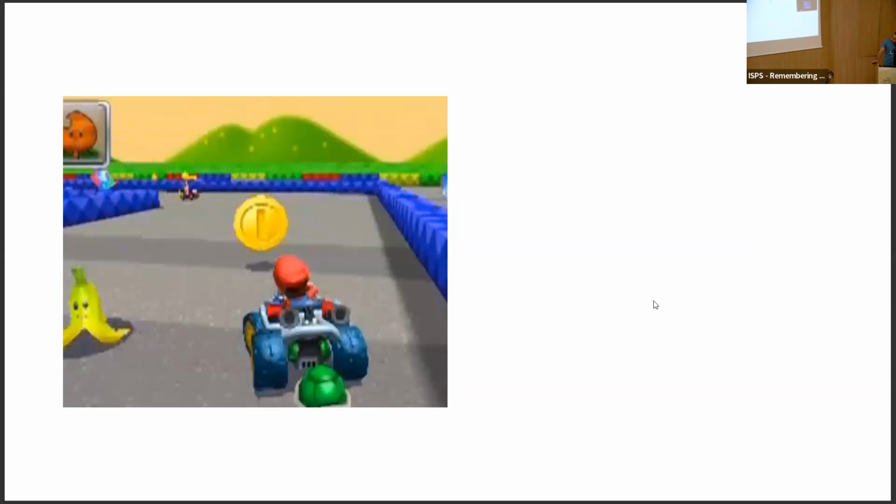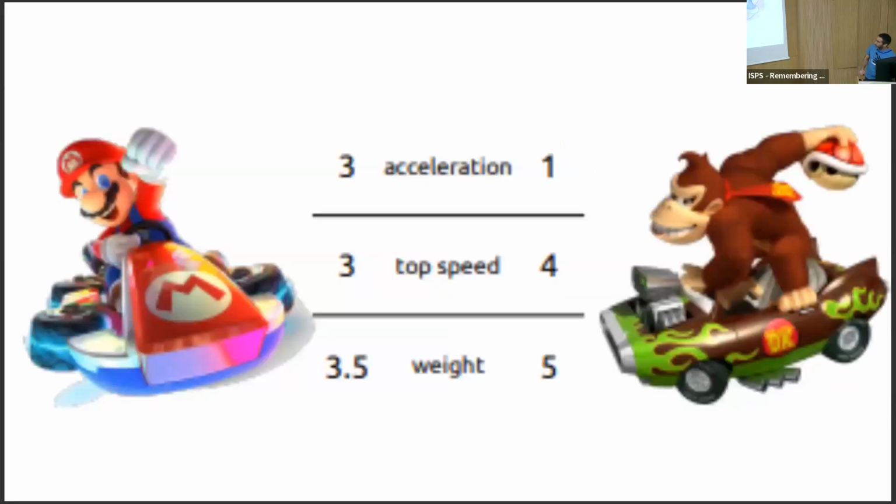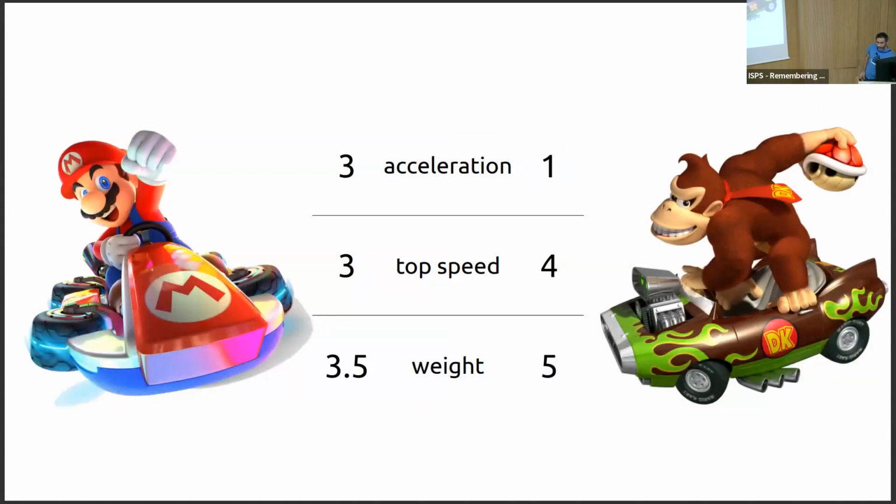So here we see Mario driving, and there's the coin. Of course, Mario wants the coins, and we see there's a banana peel. This is bad. There's a turtle shell. This is bad. So those two top things are good things that Mario needs to get, and those two bottom things are bad things. There's not only Mario, you can choose many players.